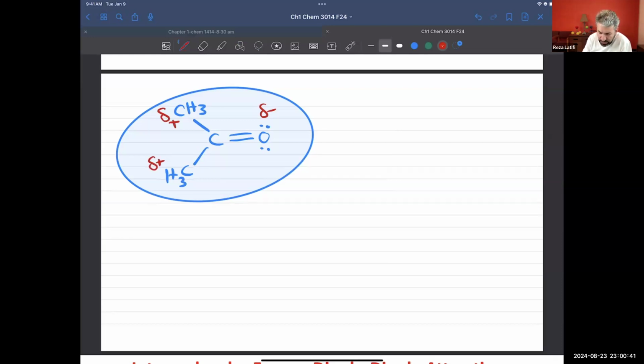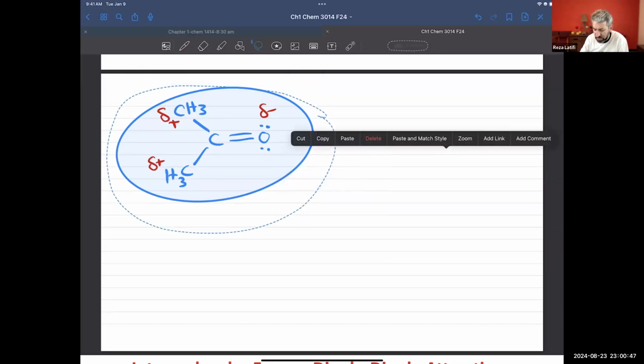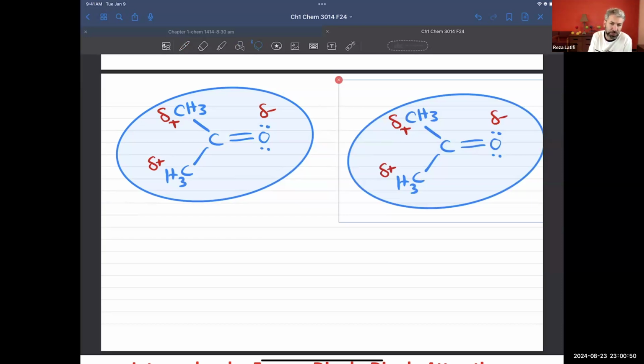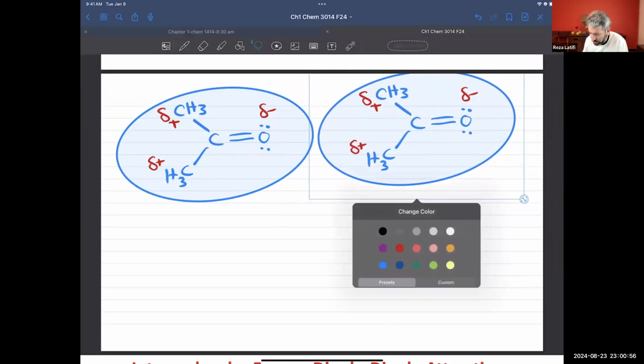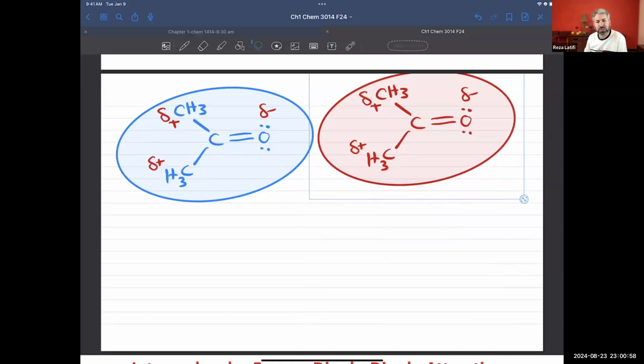If you copy and paste another molecule around it, the second molecule will reach it in a way that the positive charge will be pointing to oxygen. Now we have two species with opposite charges close to each other, and I expect to see an attractive interaction between them. That attractive force we call dipole-dipole interaction, because we have permanent positive and negative charges.